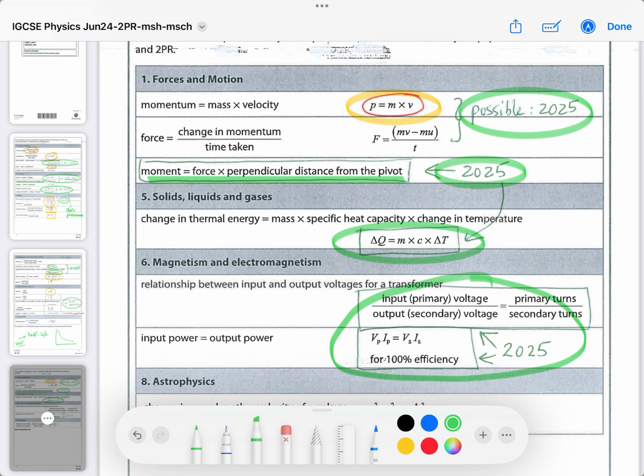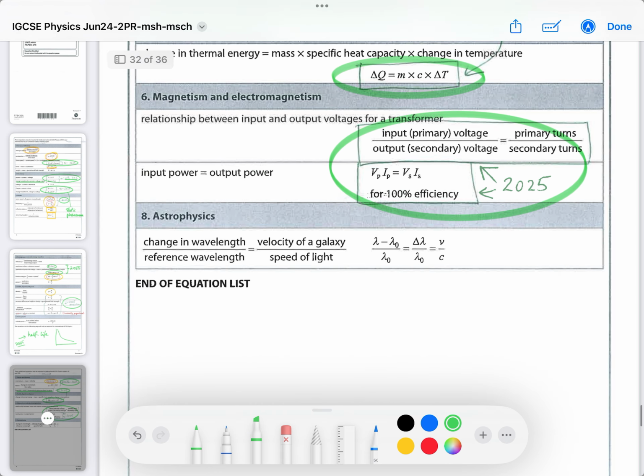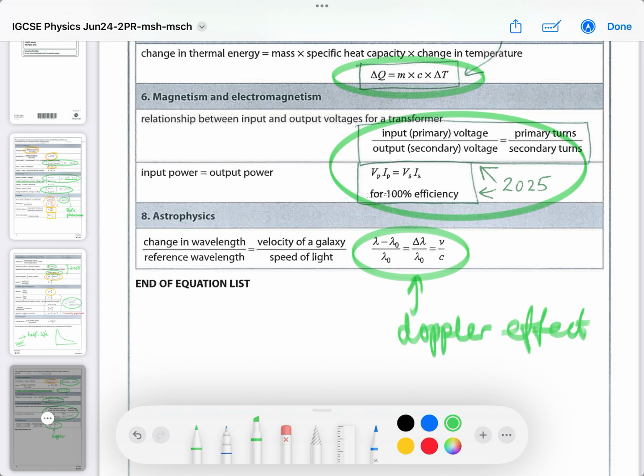Transformer calculations are possibilities. Astrophysics, they did mention something like this in paper 1. The Doppler effect. I think they could link this with the evidence of the expansion of the universe. Like, how do they know the universe is expanding? Well, they know partly because of the Doppler effect, that distant galaxies are moving away from us. So the shift in wavelength is positive. That means the wavelength gets greater. So these are things that I have predicted.